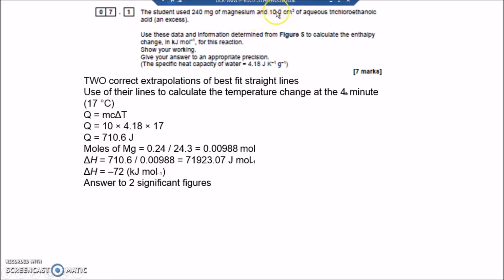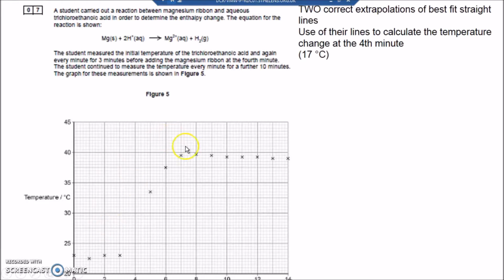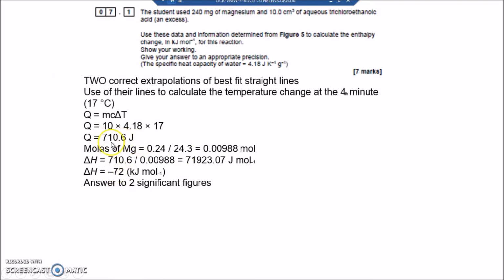The mass is 10 centimeters cubed of aqueous. Aqueous means it's mainly water. So you should know that 10 centimeters cubed of water is the same as 10 grams. 1 centimeter cubed is 1 gram. It's got a density of 1. So 10 centimeters cubed is 10 grams. For the mass of the solution, you look at the mass of the water, the liquid, not the mass of the magnesium. The mass of the liquid that's getting heated up in the reaction is 10 grams. C is your specific heat capacity, which is 4.18. That's why we know, being given a specific heat capacity, that we're using this equation. Multiplied by temperature change, delta T is 17, and it comes out as 710.6 joules. Okay, now that's going to be exothermic, because we know that the reaction is getting hotter, and that's why there'll be a minus in front of it eventually in a minute.